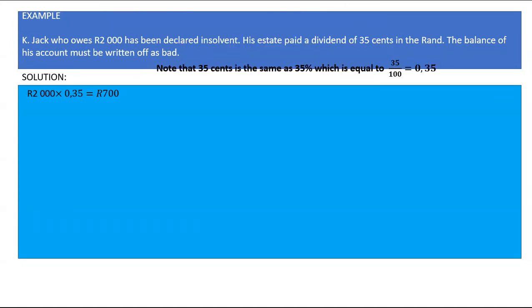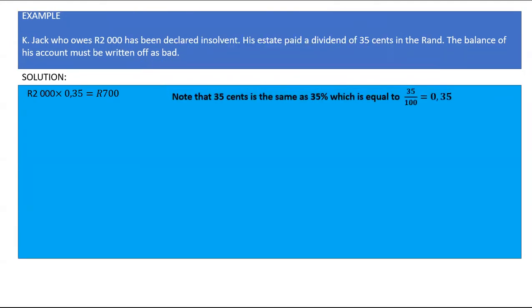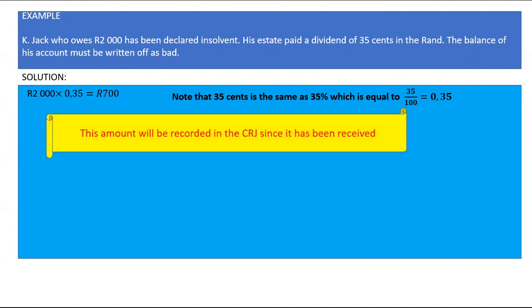And I indicated that 35 cents is the same as 35%, which equals 35 divided by 100. That's why I multiplied that by 0.35. Please note that that 0.35 or 35 cents is the amount that we received. And just like any amount that we received, it will be recorded in the cash receipts journal. Now, take that 35 cents. So take 100% minus 35%. How much are you left with? You will be left with 65%. So that makes up the 100%.